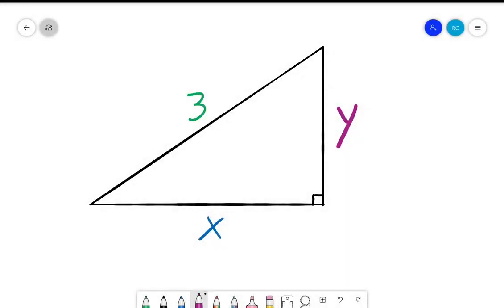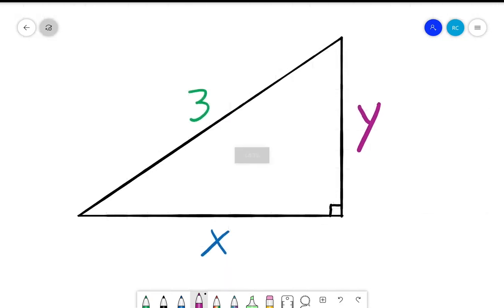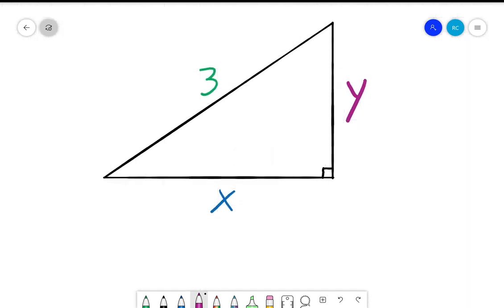Happy Monday. Here we have a right triangle with a hypotenuse of 3. Now, I don't know what either of these two legs is. I don't know what x is. I don't know what y is. But there is one relationship that I can say for absolutely certain because it's the same relationship that exists for all right triangles. Take a moment and see if you can figure out what I'm talking about. There is a relationship between these three sides that we can write down, even though we don't know what the two legs are.